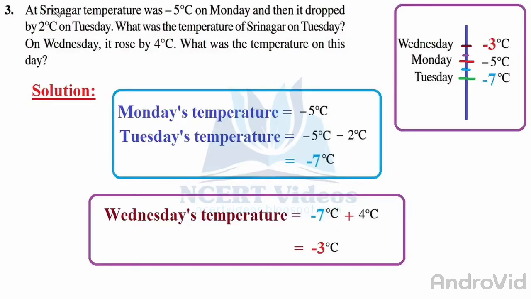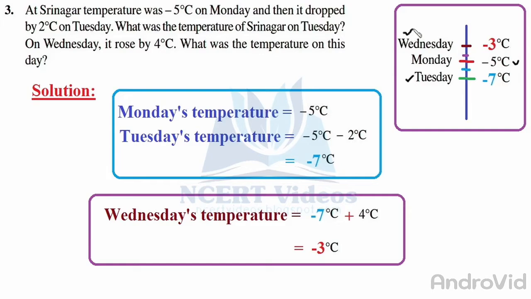Third, at Srinagar the temperature was -5 degrees Celsius on Monday. As you can see here, on Monday we have depicted on this vertical line -5 degrees Celsius and then it dropped by 2 degrees Celsius on Tuesday. You can see here, a reduction of 2 degrees leads to -7 degrees Celsius. It means the temperature becomes colder. Now, what was the temperature of Srinagar on Tuesday? On Wednesday, it rose by 4 degrees Celsius.